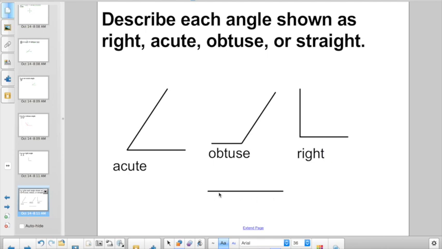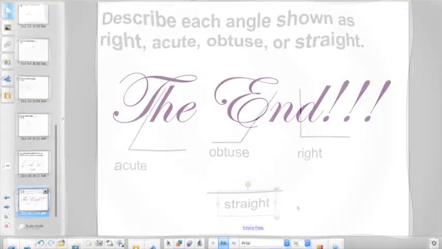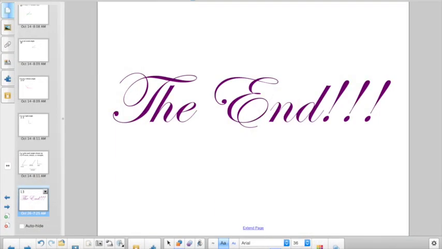And this one here that looks like a segment can also be described as a straight angle. Pretty easy to keep track of there. He is just straight. And that is the end.